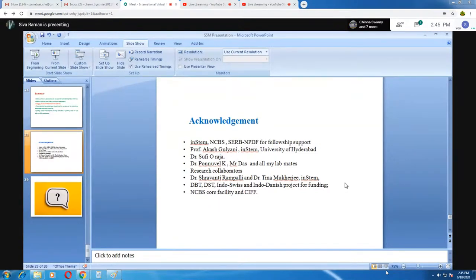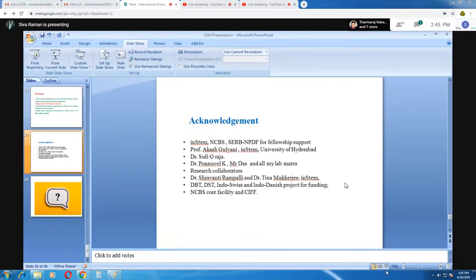on the stem cells, because we are the physicist and chemist common combo, so we didn't know exactly about that field. Later we came to know that we were introduced to the field by Stravanti Rampali and Kina Mukherjee.